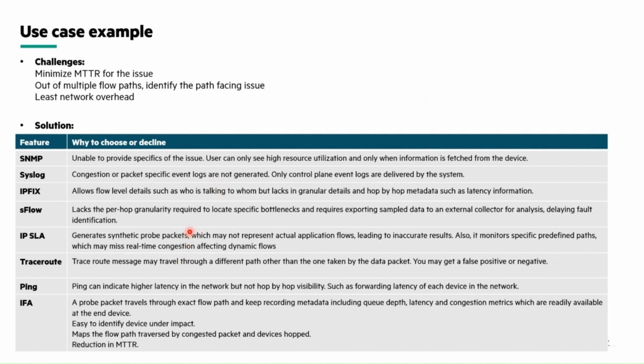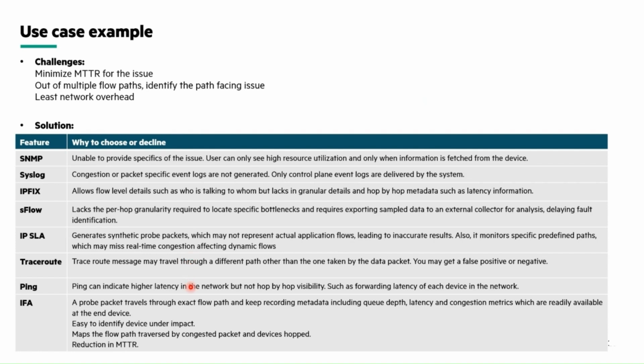Moving ahead, S-flow lacks the per hop visibility required to locate the specific bottlenecks and requires exporting the sample data to an external collector for analysis, delaying fault identification. Moving ahead, we have IPSLA, which generates synthetic probe packets, which may not represent the actual application flows, leading to inaccurate results, and it monitors a specific predefined path, which may or may not have real conditions affecting the dynamic flows. It should also be noted that it adds a certain amount of network overhead as well.